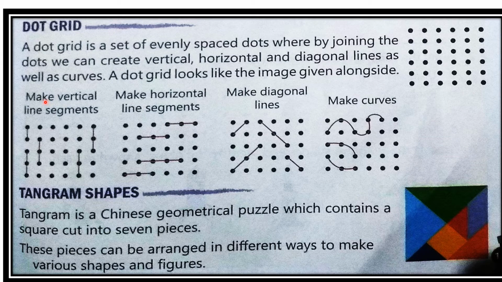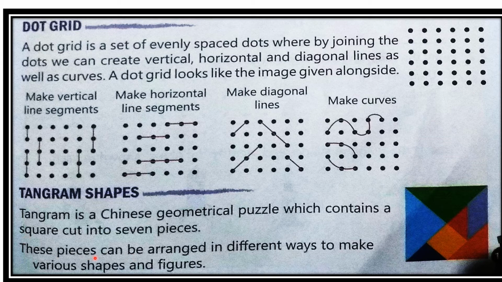See here how a vertical line is made: vertical line, horizontal line, diagonal line and curved line. By using this dot grid we can draw shapes also. Got it, children? Now tangram shapes. A tangram is a Chinese geometrical puzzle which contains a square cut into 7 pieces. It means this is a square piece of paper and it is cut into 7 pieces. By using these different pieces we can form different kinds of shapes like a candle, an aeroplane, a horse. Okay, children?